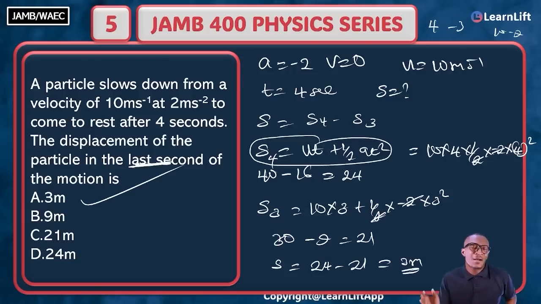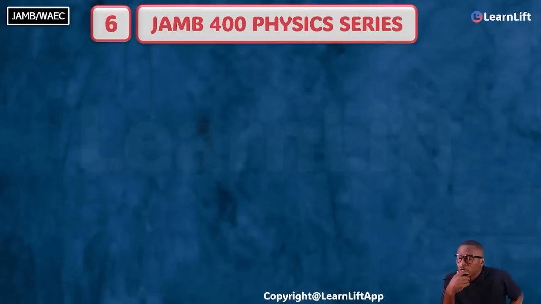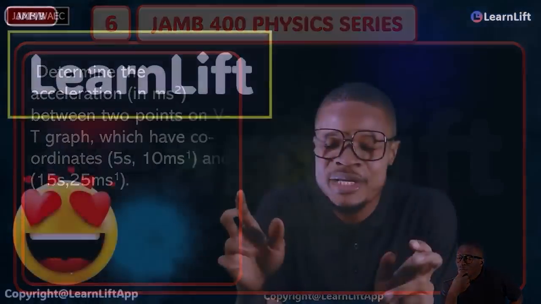Do you understand? You can pause it and go over it. The main thing to take note of is that when you hear brake is applied, or it slows down, or it comes to rest, take the final velocity to be equal to 0. Final velocity is equal to 0, acceleration will be negative. That means the body is not accelerating, it's decelerating. Quickly, let's take the next question.